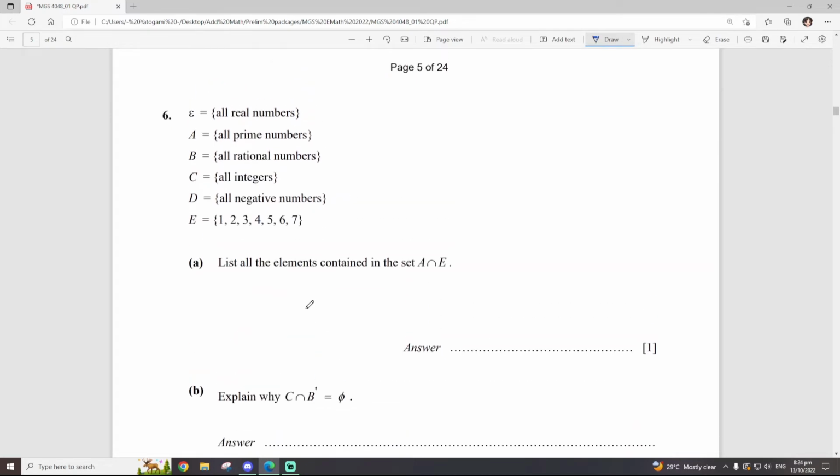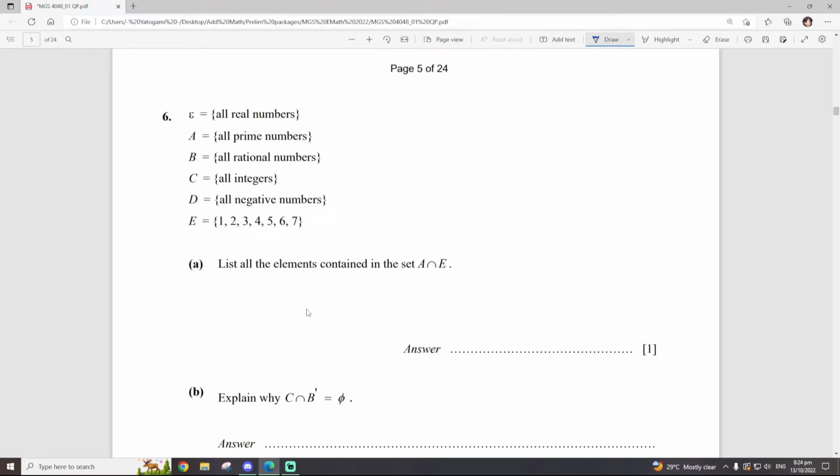List all the elements in A intersect E. So that's all the prime numbers, and E is a finite set of some sort. So which one is the prime number? So it's 2, 3, 5, and 7, right? So 2, 3, 5, 7.